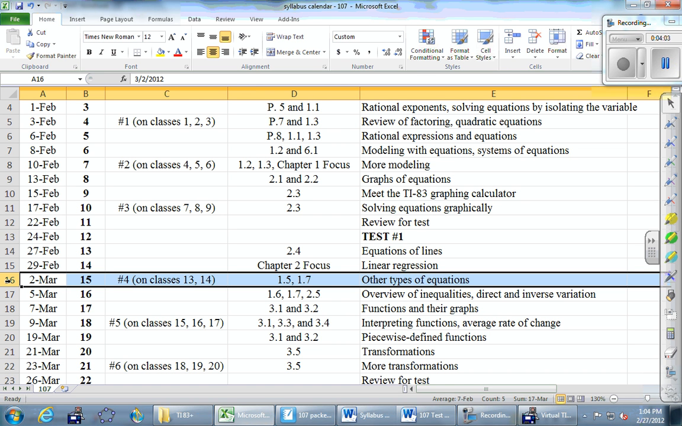Quiz. It never ends, does it? Pretty much once a week we have something. So we have a quiz coming up on Friday on only 2 sections of material, so it's on a little bit less than the normal quiz is. Any questions on the calendar?